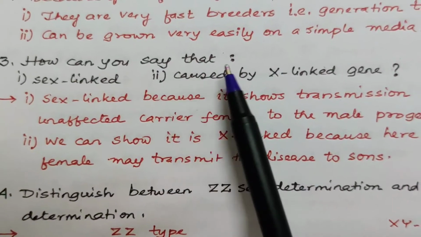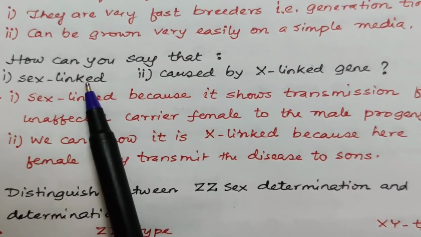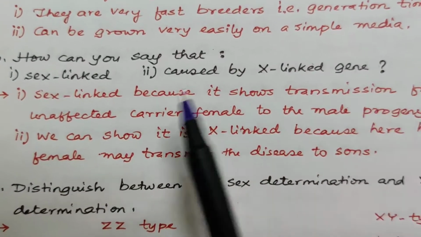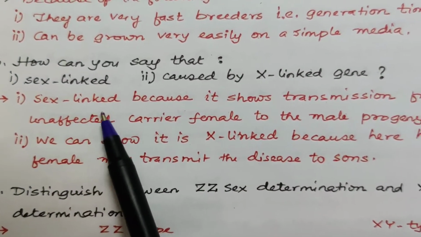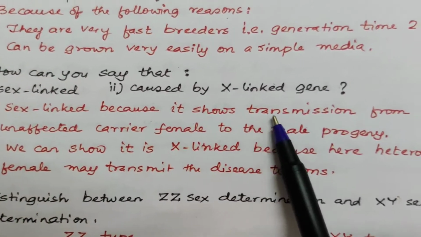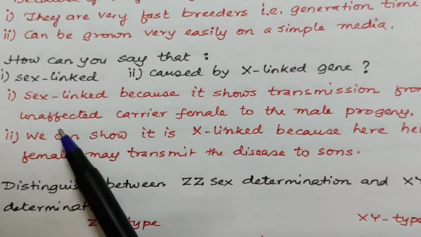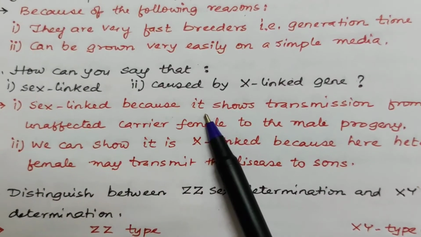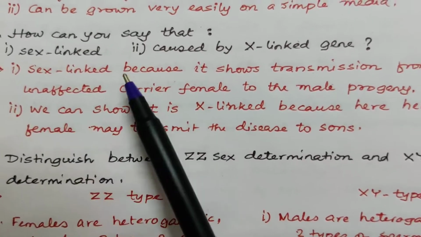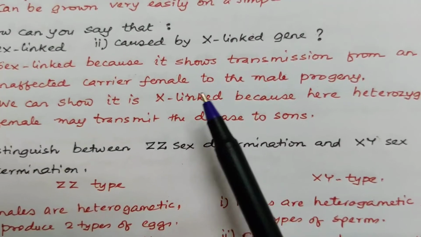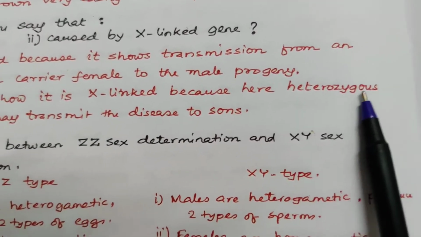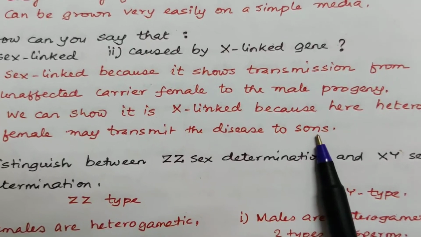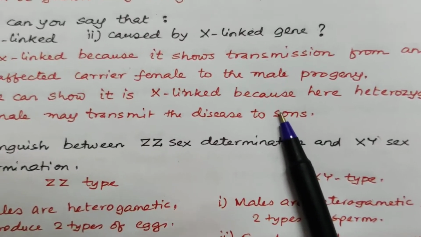Question number 3: how can you say that hemophilia is sex-linked and caused by sex-linked genes? Number 1, it is sex-linked because it shows transmission from an unaffected carrier female to the male progeny. That's why it is called a sex-linked gene. Number 2, we can show it is sex-linked because the heterozygous female may transmit the disease to her sons. That's why it is X-linked.